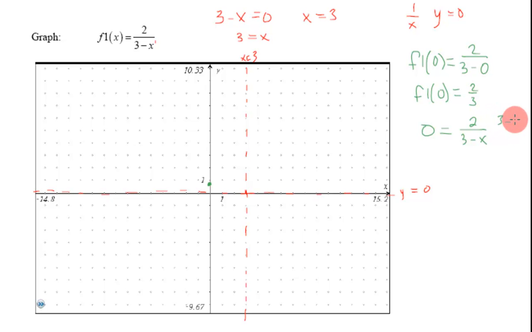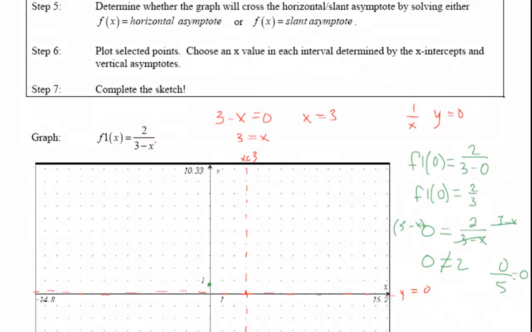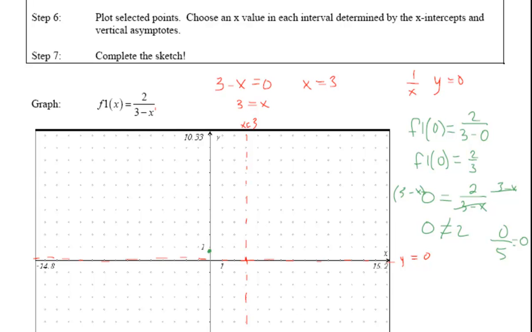Multiply both sides by the LCD, right? Here they cancel. Here this times 0 is 0, so 0 equals 2 is not true. So it's again showing me there is no value. And I told you that before, because for a fraction to be 0, the numerator has to be 0, right? 0 over 5 is 0, right? So the numerator has to be 0. Okay, let's clean up some of this.